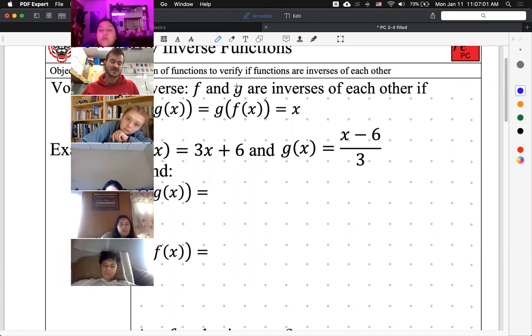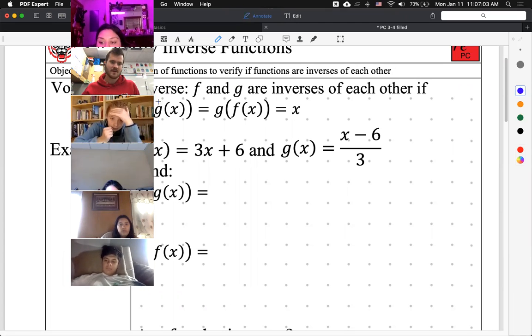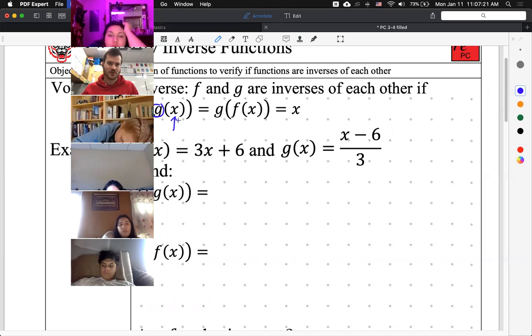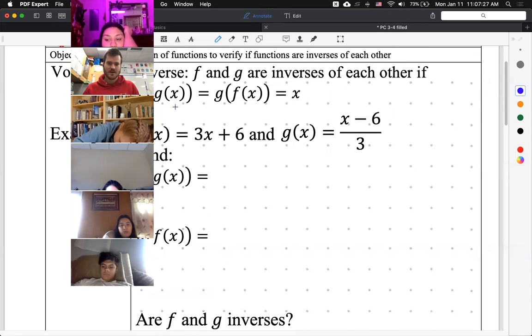F and G are inverses if I put one inside the other in any order, G inside of F or F inside of G, the outcome is x, which is kind of interesting, right? It's saying, hey, if I have an input of x, these two undo each other and my outcome is again x. So if I put in 1, I get out 1. If I put in 5, I get out 5. That is an inverse function. It undoes the other function.